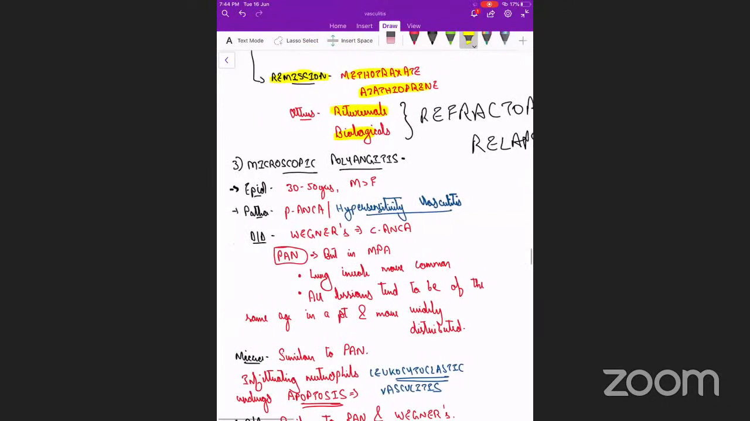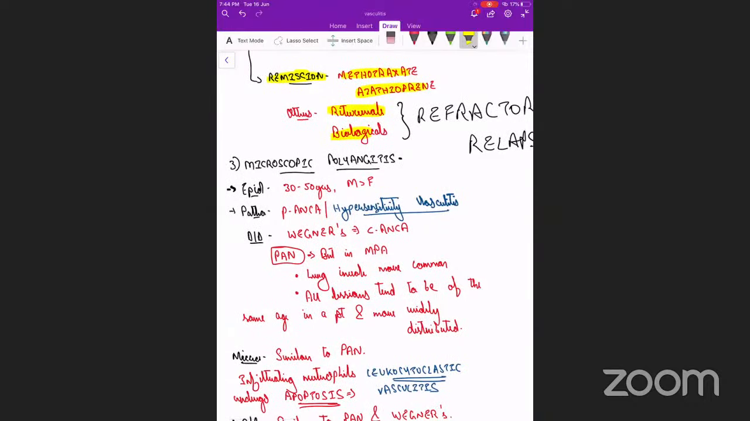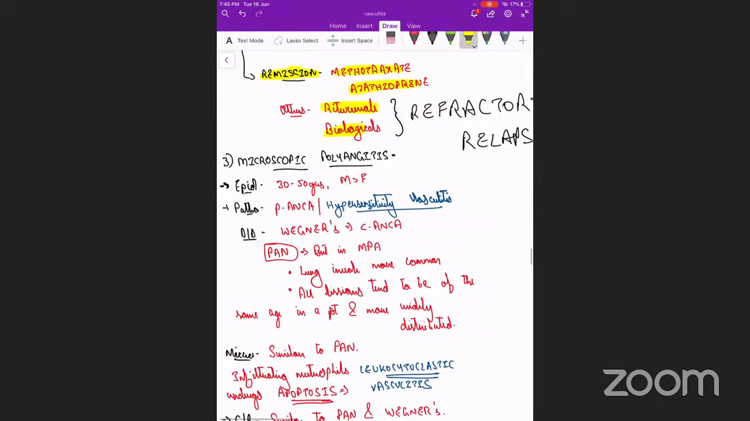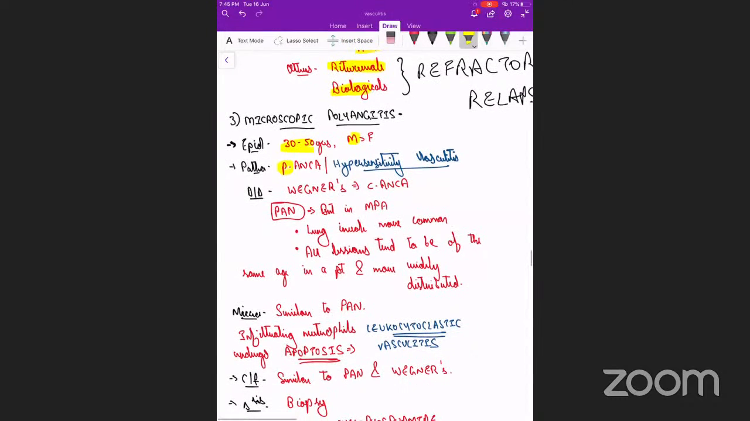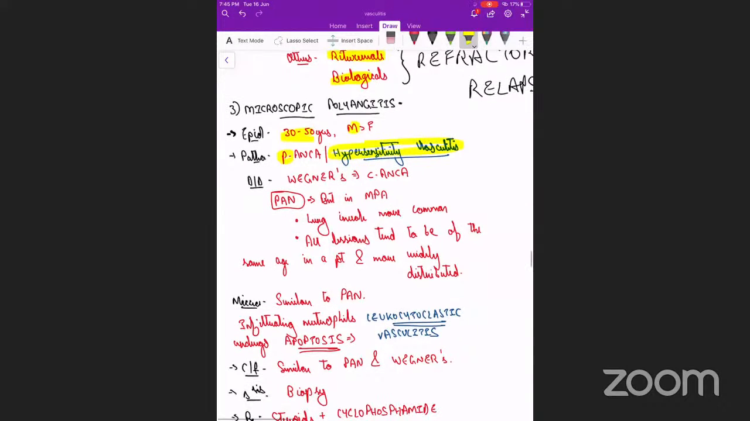In ANCA-mediated, first is CNCA-mediated. Second was PNCA-mediated. In PNCA-mediated, we saw microscopic polyangiitis, but this clinical feature it shares with vaginitis. The vessel wall involvement is similar pattern, but how do we differentiate? There won't be granuloma formation. So epidemiology will be the same. Males again affected. PNCA in Robbins says that this disease is also called as hypersensitivity vasculitis. This statement is given by Robbins.